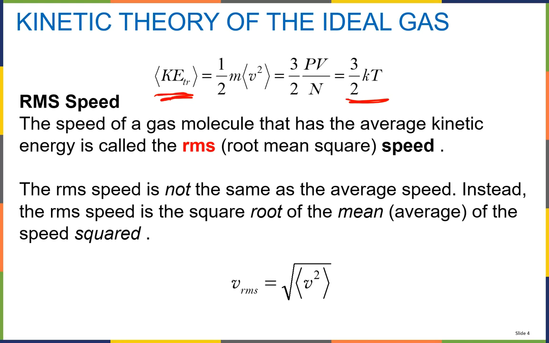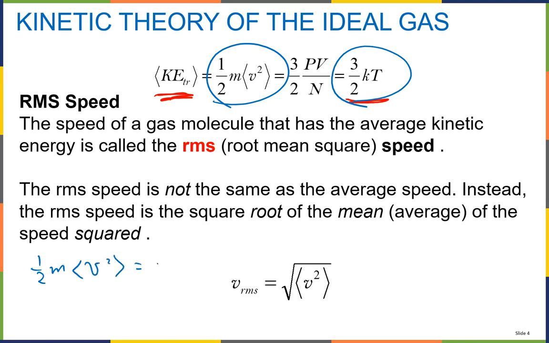So if I change colors here so we can see what I'm doing. If I take this term and this term, I have 1/2 m average of v squared equals 3/2 kT. And if I want to solve for speed, the first thing I do is multiply both sides by 2 and divide by m. And then I have the average of v squared is equal to 3kT over m. What m is this, by the way? Is it the mass of a mole or the mass of a molecule?